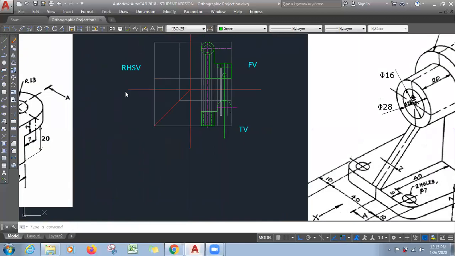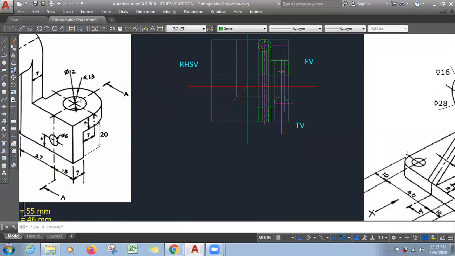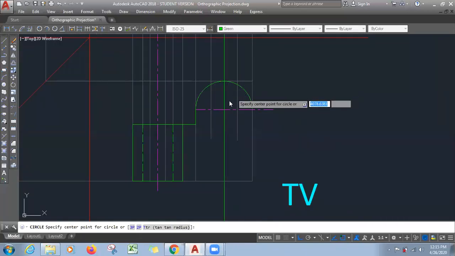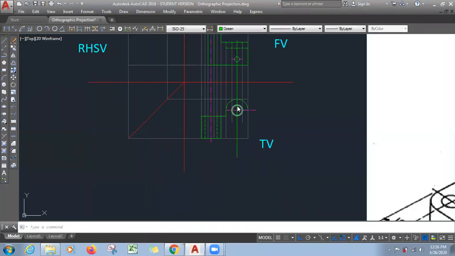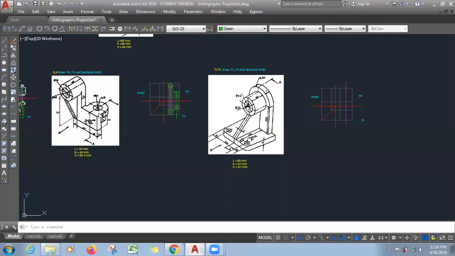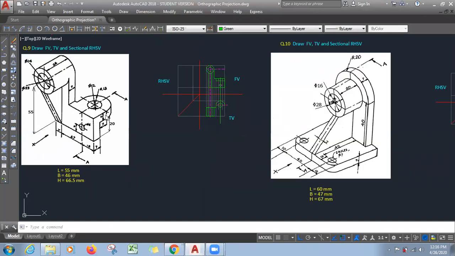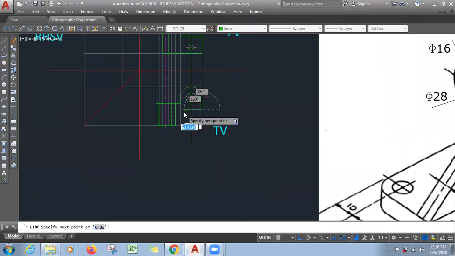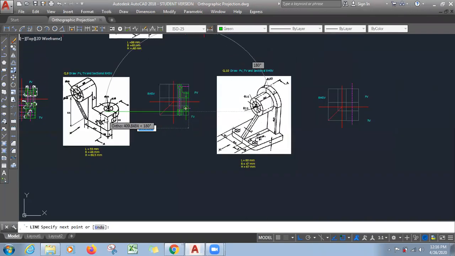Okay, let us draw the circle. The circle has a diameter of 12. So take a circle. Here we already have these projections. Now from this line, it is going in this direction. How much is it? This is 7 plus 7, that is 14. It is going in this direction. How much is it? 14. Enter. Then it will be going in the horizontal direction up to this.